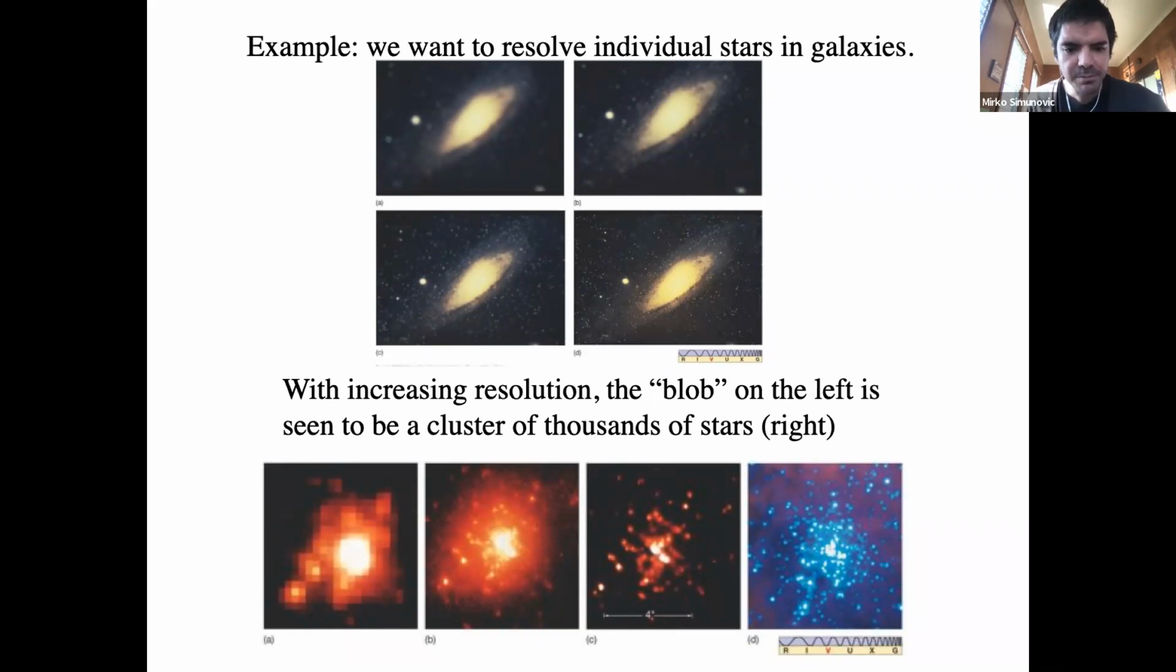The same at the bottom, that diagram is showing how when you increase the resolution, what seems just to be a blob, or it could even be looked at as a single star, is actually a collection of many stars. In this case, that's a stellar cluster, which is the object that I'm interested in. So that's what high resolution allows us to do.